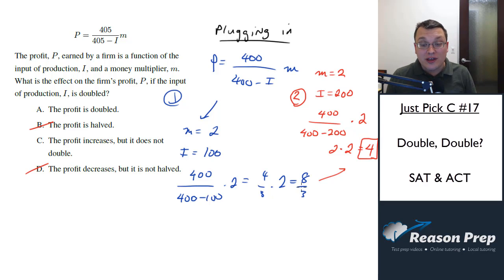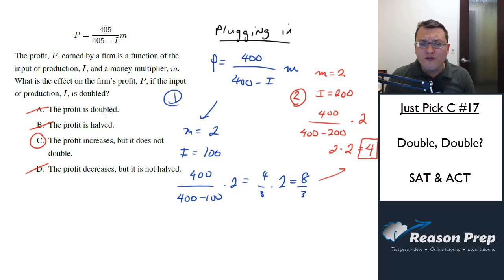But notice it's not doubling. If it doubled, it would be 16/3, and 16/3 is around 5 1/3. So this actually less than doubles. So that's why the answer here is going to be choice C. Now I think it's actually possible, maybe, depending on the numbers, for it to actually double, but it's not always going to double. It depends on the numbers that you plug in. In any event, the fact of the matter is it doesn't double in this case, so we know it's not going to be A, and it's going to be choice C.